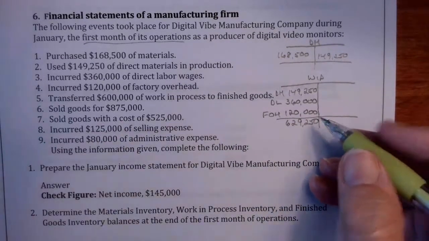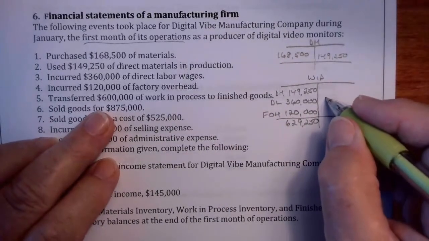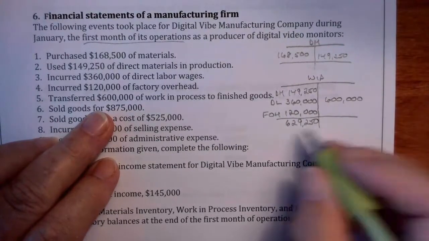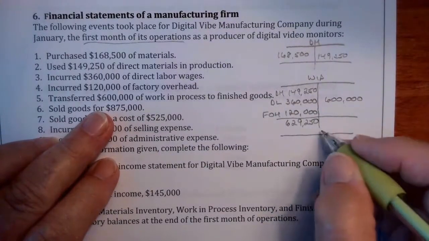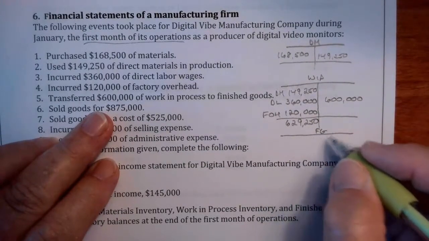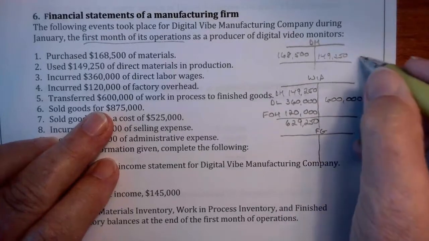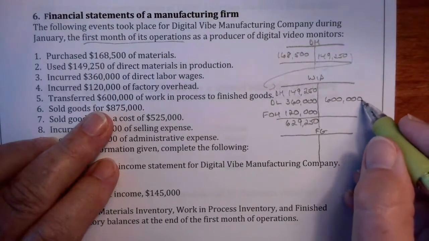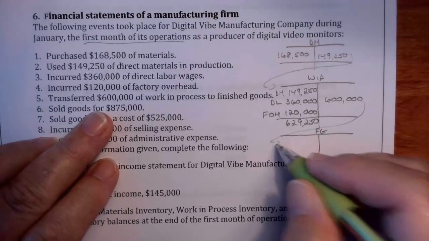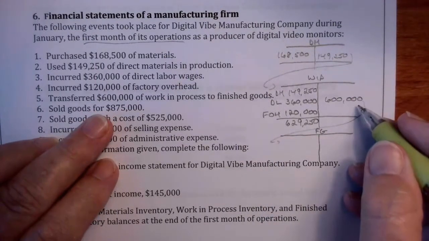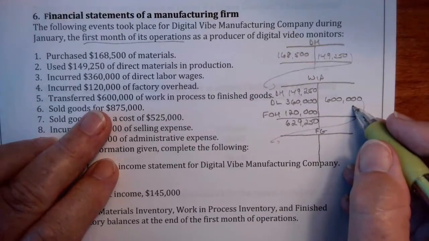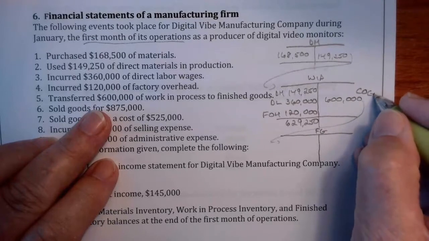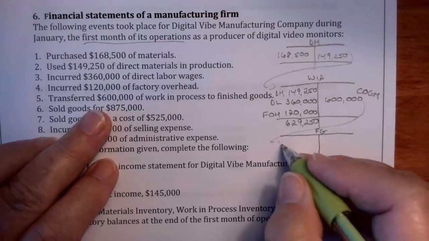And they transferred $600,000 that was complete and went out. It went into finished goods. So the 149,250 came down here. The 600,000 is going to come right in here. This is actually the cost of goods manufactured. Okay, 600,000.